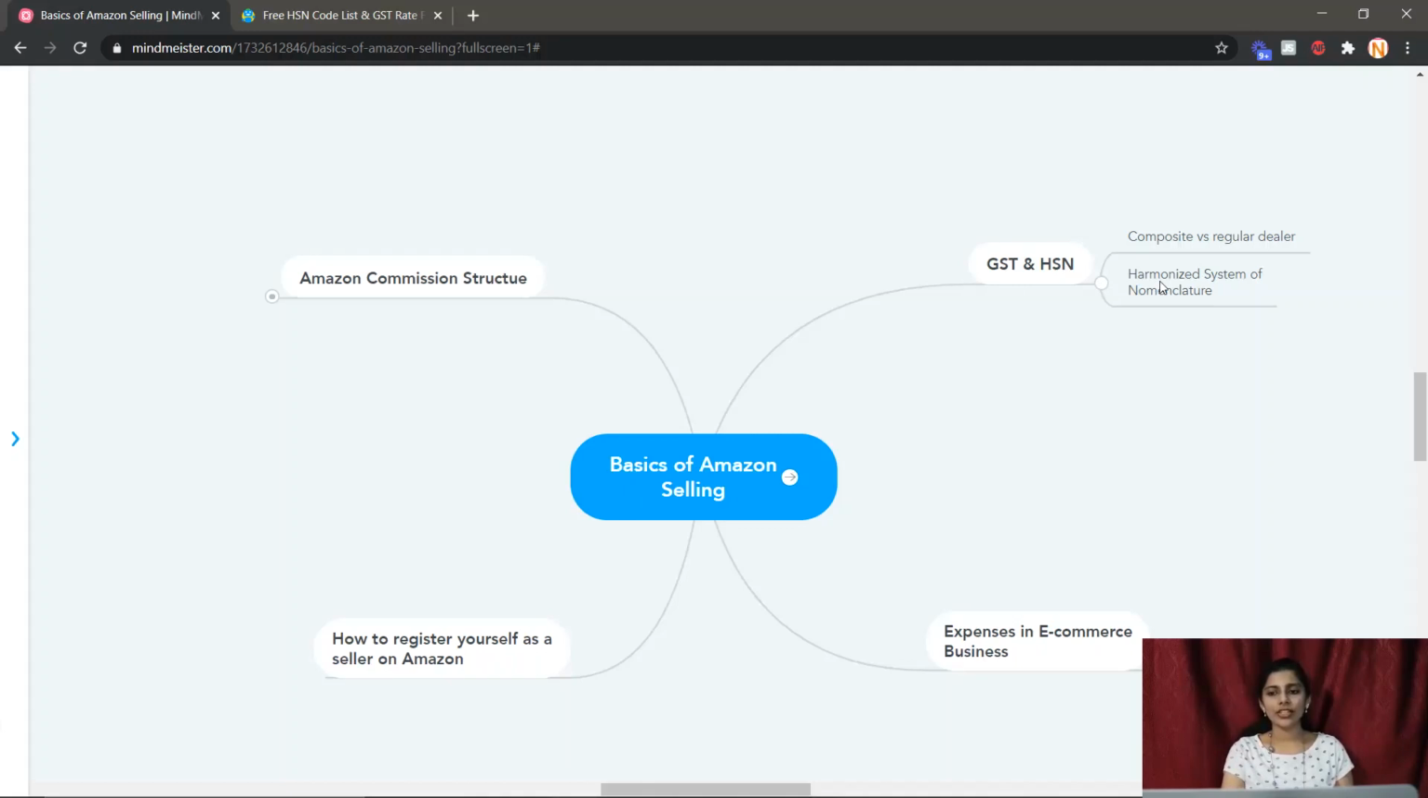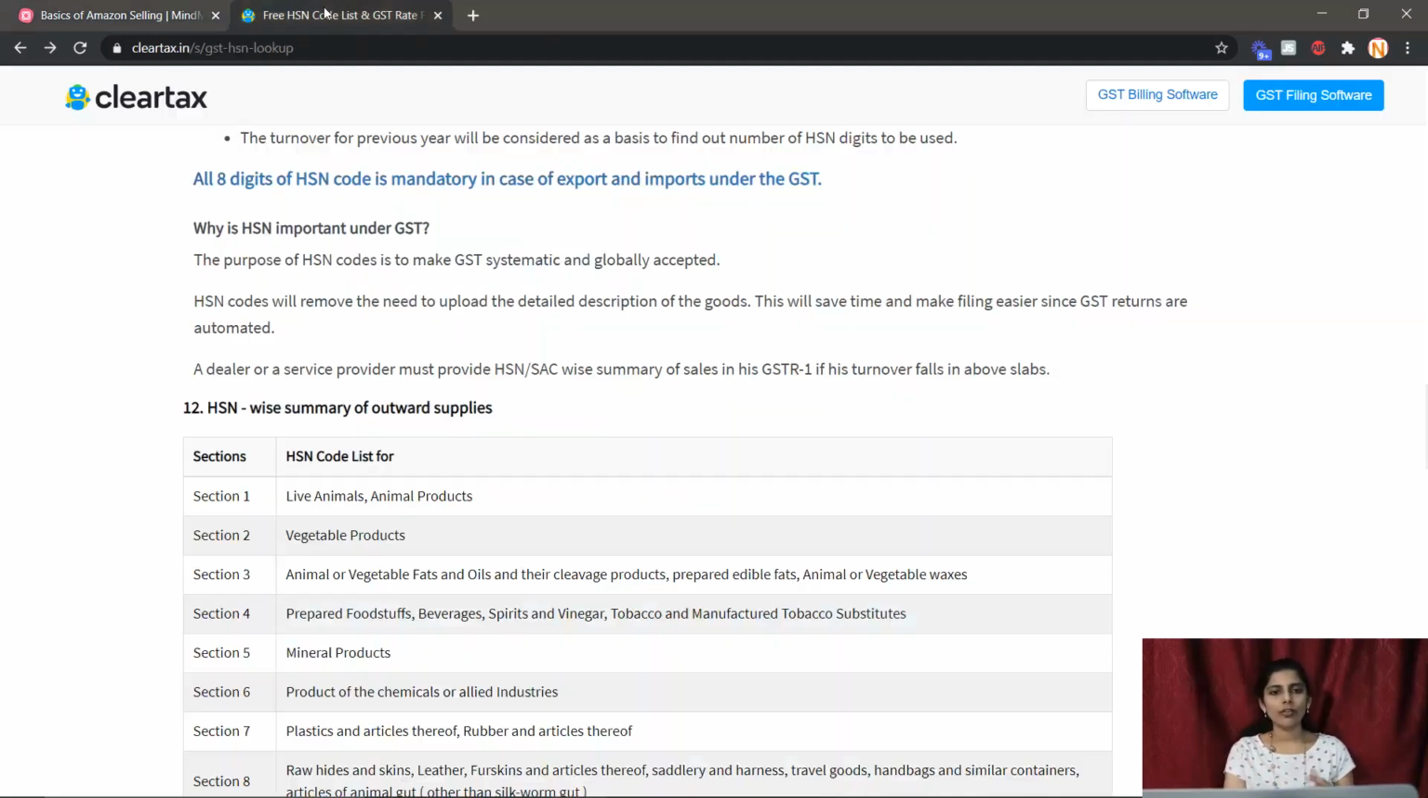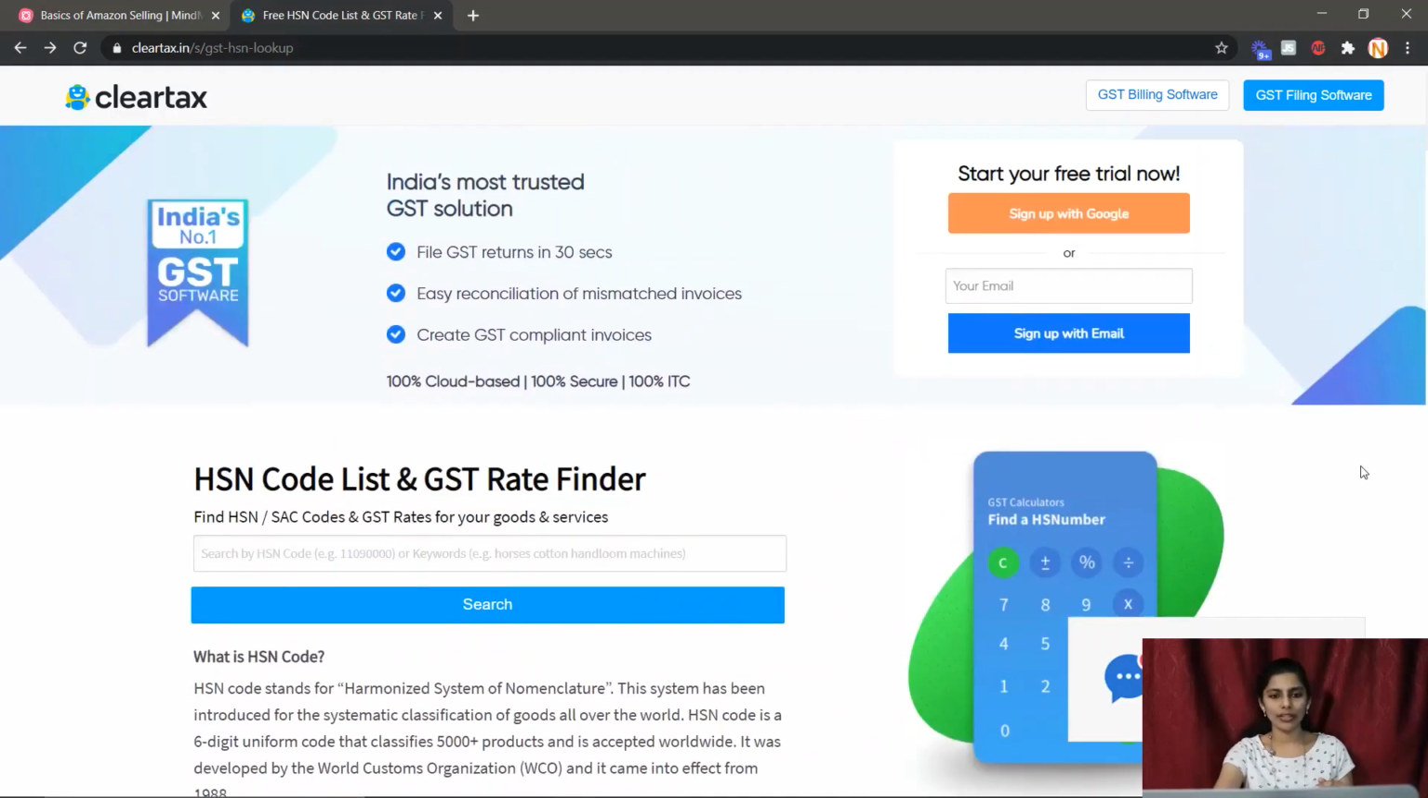Next is HSN, Harmonized System of Nomenclature. It may seem like jargon to you, but it's very simple. Each and every product is associated with an HSN code and a tax percentage. For this, there is a website called cleartax.in. I personally follow this website and clarify all my queries here.